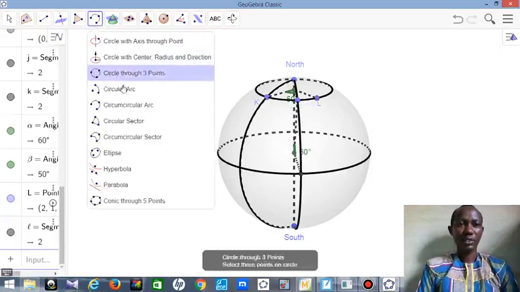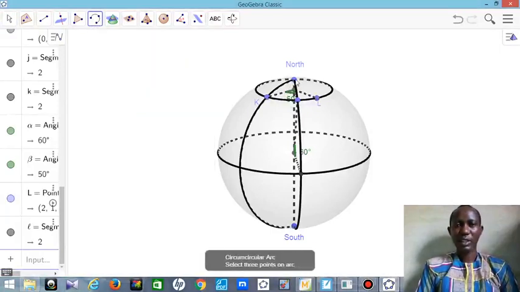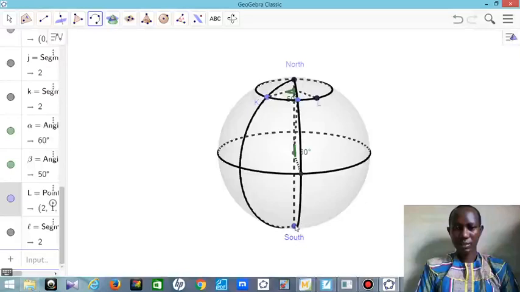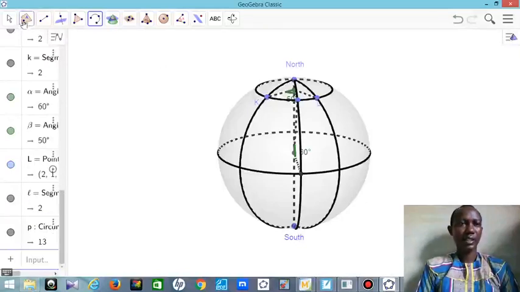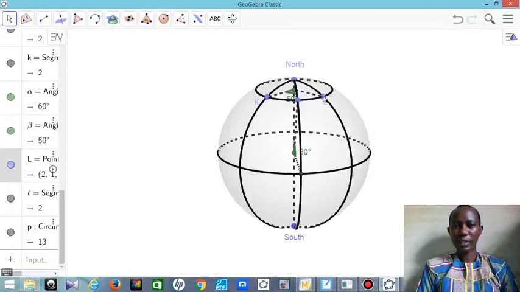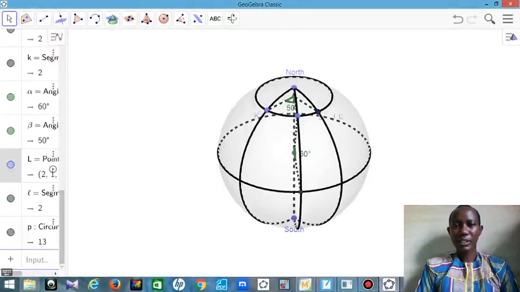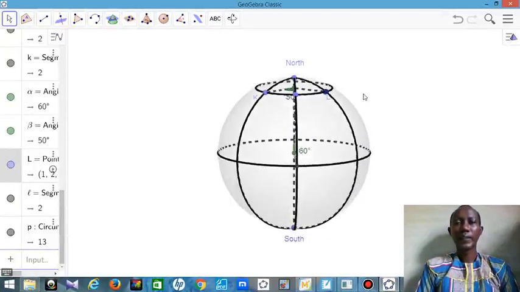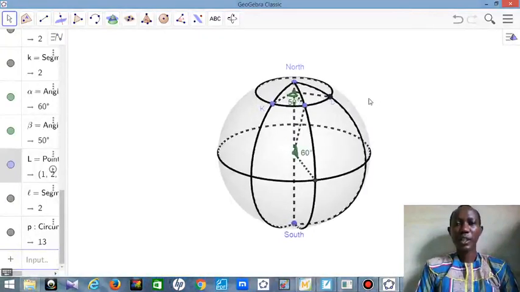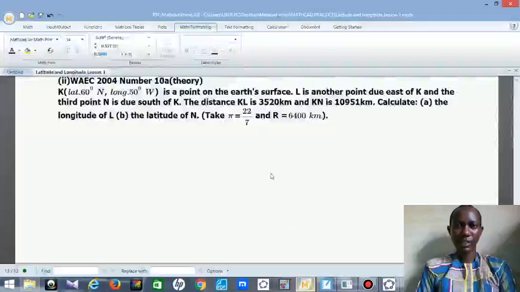We can put our longitude so that we can see it clearly. So put your longitude, you can see it. So this is the point L. You can see L due east of K. Just take note of this. Okay, see it, but the one that we know the information of is K. Everything is balanced in this place. Take note of this. Okay, let's go back to the question and see the next point.